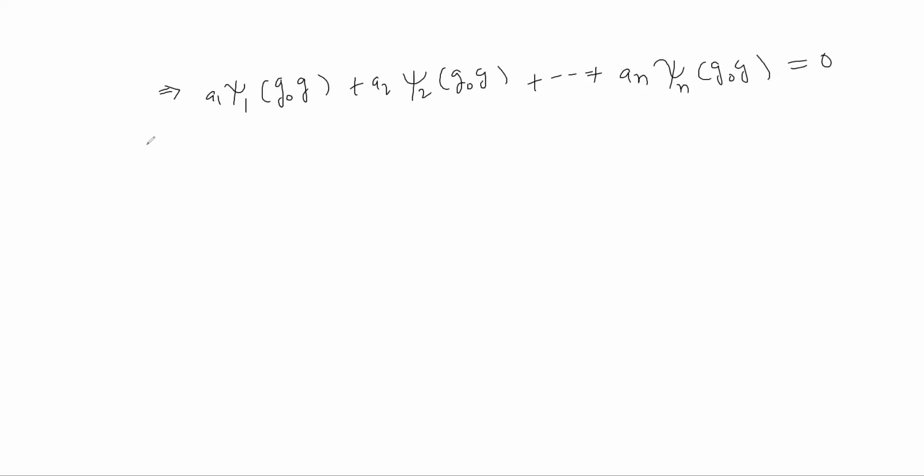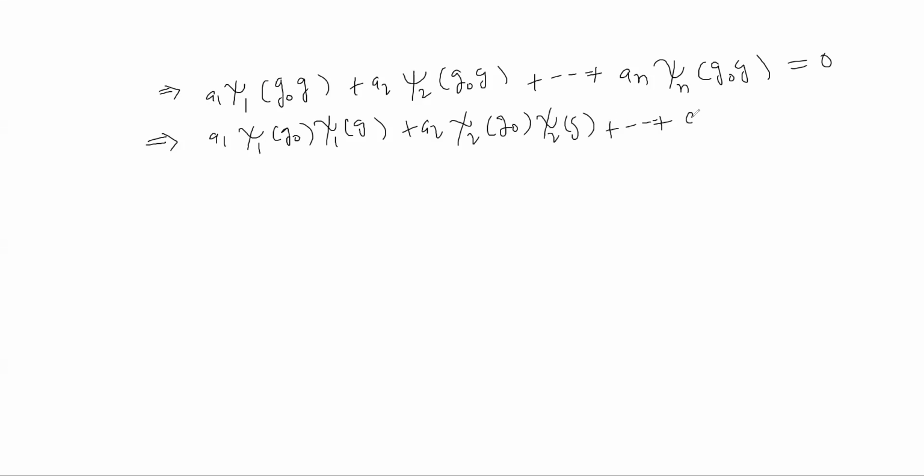These chi i's are actually characters, so they are homomorphisms. So this means A1 chi1 g naught chi1 g plus A2 chi2 g naught chi2 g plus so on plus AM chi m g naught chi m g is 0. Let us call this equation triple star.